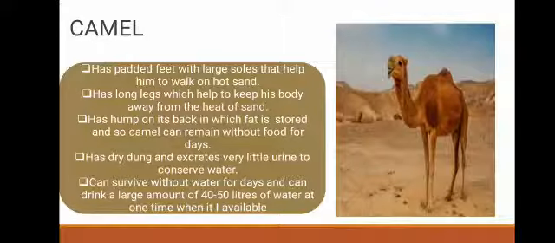Camel has padded feet with large soles that help him to walk on hot sand. He has long legs which help to keep his body away from the heat of the sand. He has a hump on his back in which fat is stored, so the camel can remain without water for days. He has dry dung and excretes very little to conserve water. He can survive without water for days and can drink a large amount, around 40 to 50 liters of water at one time when it is available to him.